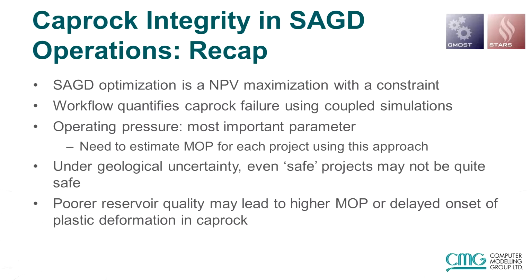So a recap of what we saw in this case study is that SAGD optimization is a problem of NPV maximization with a constraint that you need to maintain operational safety. And we present a workflow for that. We found that the operating pressure was the most important parameter for this, and that under geological uncertainty, even the projects which you think are safe may not be quite safe, and that the poorer quality reservoir rock may lead to a higher MOP.